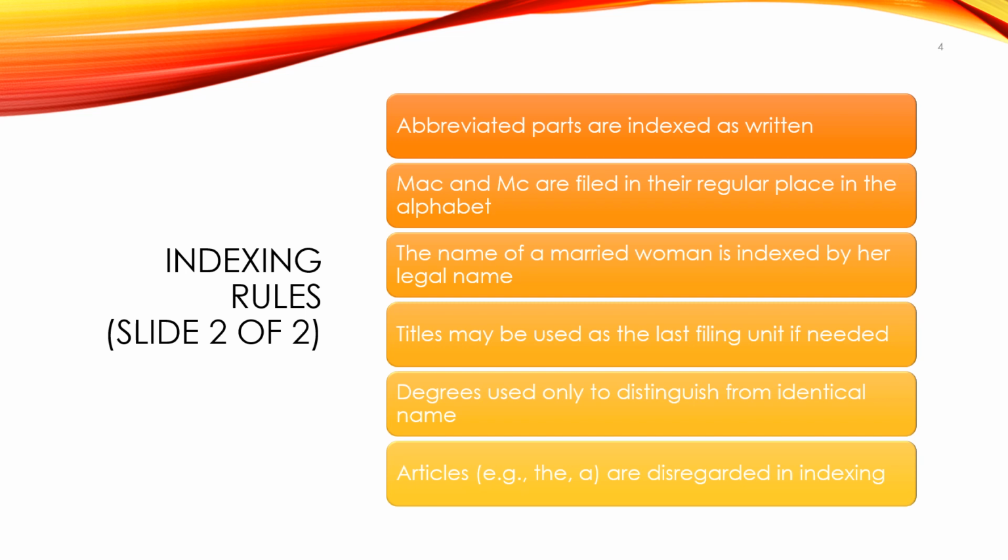And lastly, articles such as the or a, we don't use when filing. So with the book, we would drop the and just file it as book. A pen, the A would be dropped and we would just file it as pen. Those simple little articles that we put in front of words or terms, we basically get rid of or ignore.